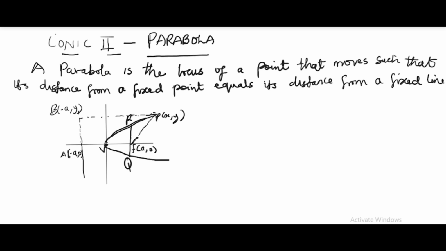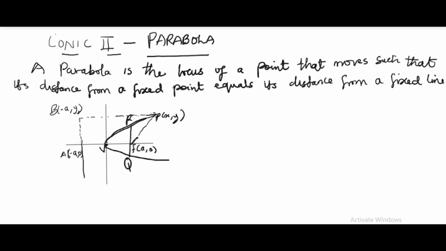Now, did you know that satellite dishes, car headlights, even basketball shots are connected to this mathematical curve called the parabola? So today we'll understand the parabola from scratch. What is a parabola? We said it's the locus of a point that moves such that its distance from a fixed point equals its distance from a fixed line. A very powerful definition, and it will help us when we are interpreting this graph that you're looking at.